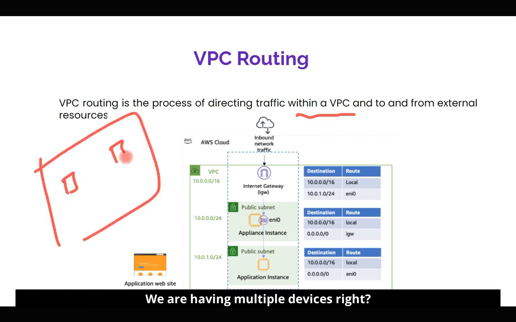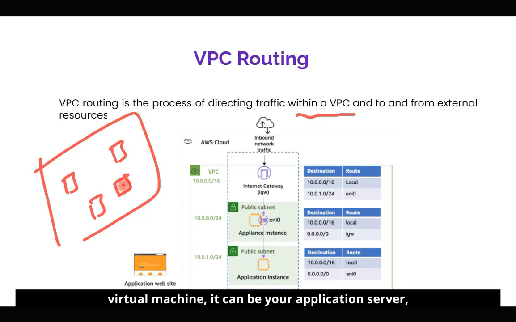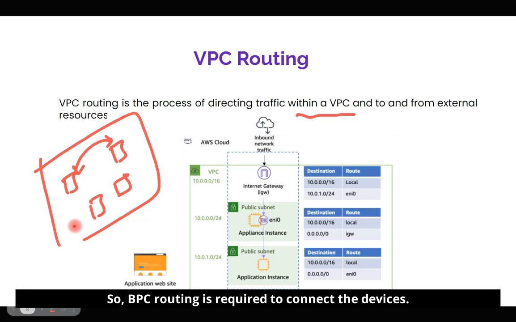having multiple devices, right? It can be your storage, it can be your EC2, meaning a virtual machine, it can be your application server, database server, whatever component you are having. You need some connectivity between them, right? So VPC routing is required to connect the two devices.